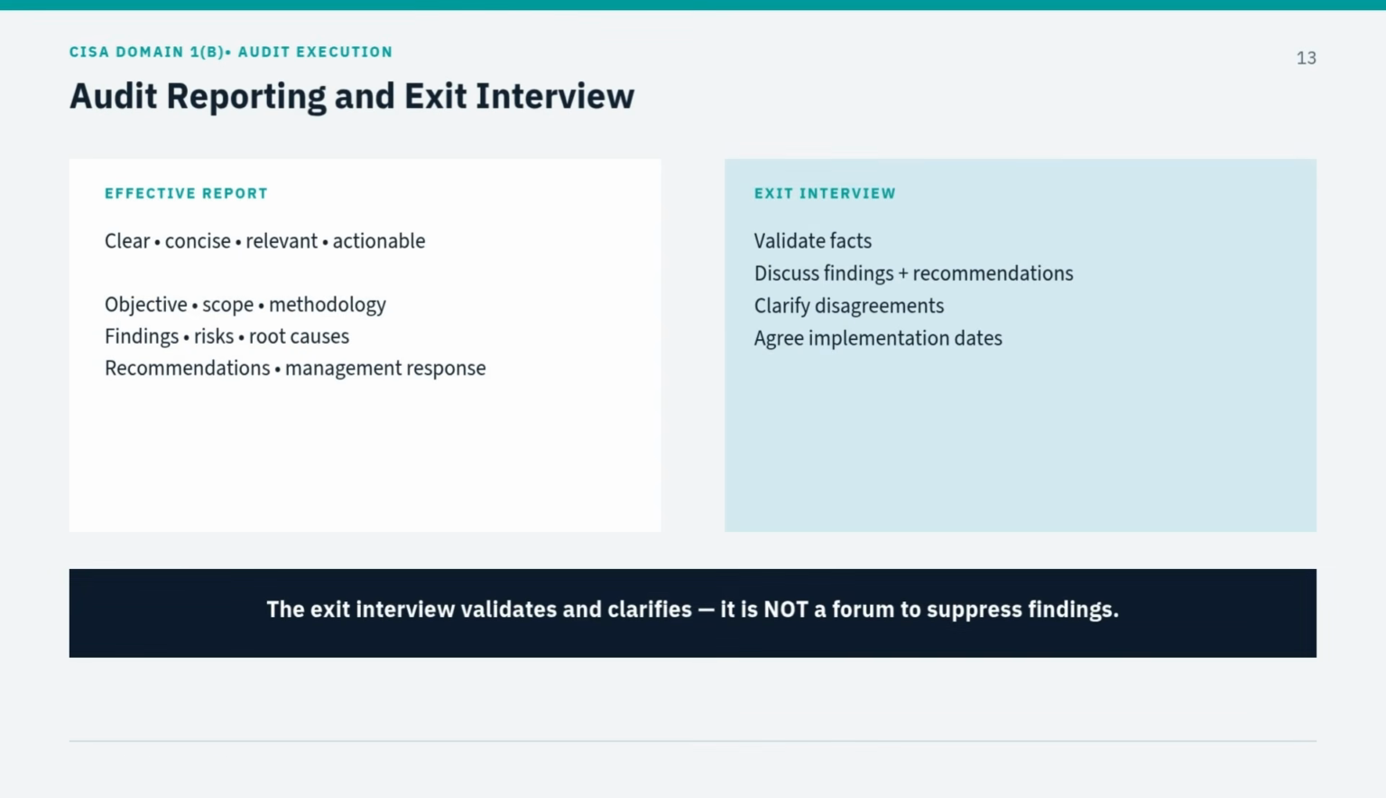Now, audit reporting and exit interview. An effective audit report should be clear, concise, relevant, objective, and actionable. It should communicate scope, methodology, findings, risks, root causes, recommendations, and management responses. The exit interview validates facts, clarifies disagreements, and agrees implementation dates. It is not a forum to suppress findings.